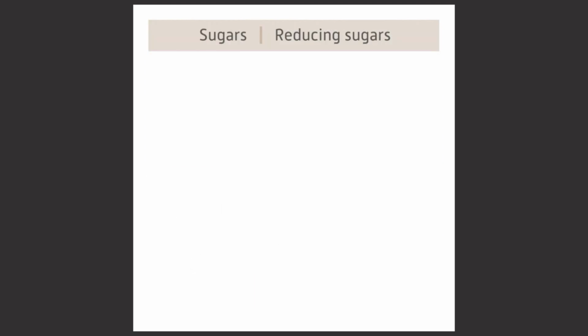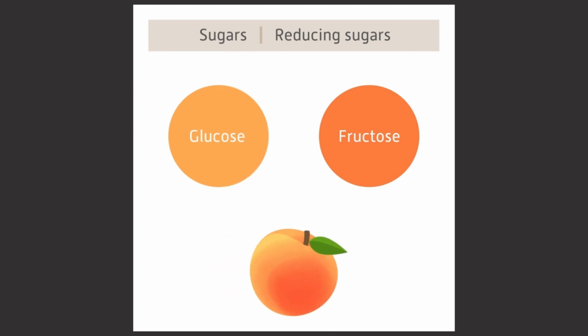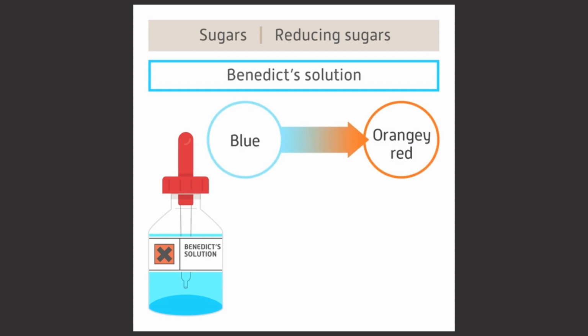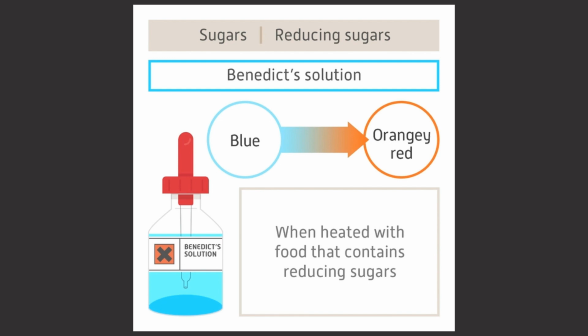Some sugars are reducing sugars. Examples include glucose and fructose, the sugar found in fruit. Reducing sugars are tested for by using Benedict's solution. This blue solution will go orangey-red when heated with a food that contains reducing sugars.